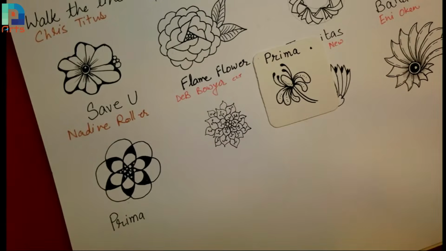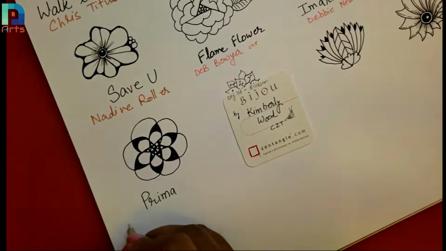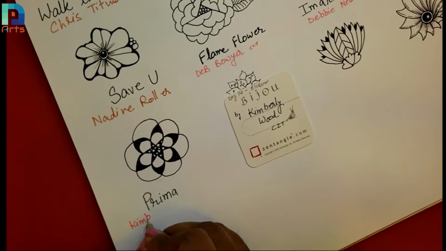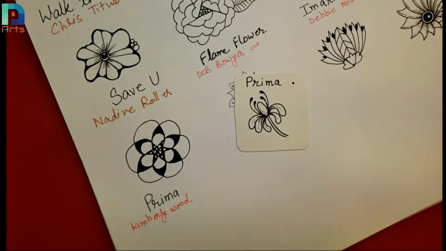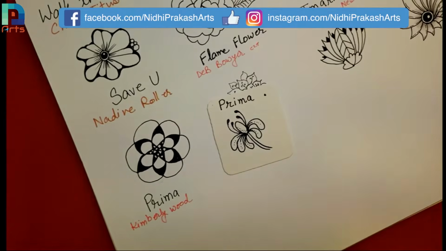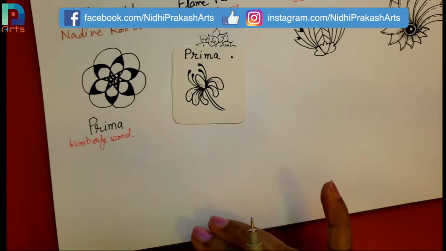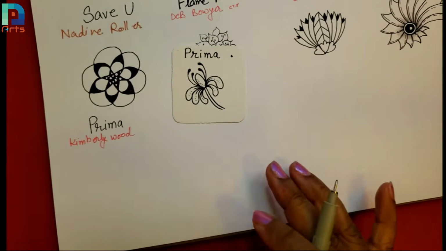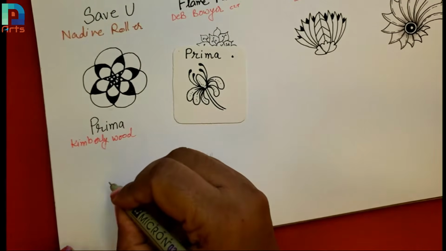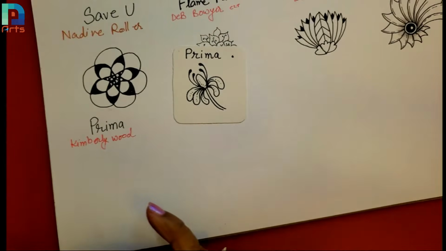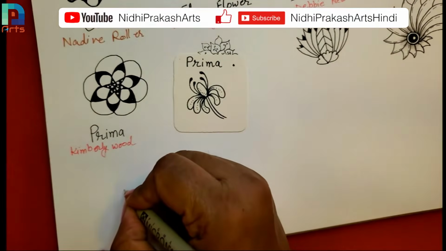Prima tangle, and this tangle has been given by Kimberly Wood, CZT. This is day 14 of the Inktober Tangles 2023. We are preparing ourselves with all the tangles. We are adding these tangles in our journal, and whichever tangle we have already drawn, we are just skipping it because we have already added it. If you want, you can add those tangles in other categories where you think that tangle can fit. That is also a good idea for drawing the tangle again.